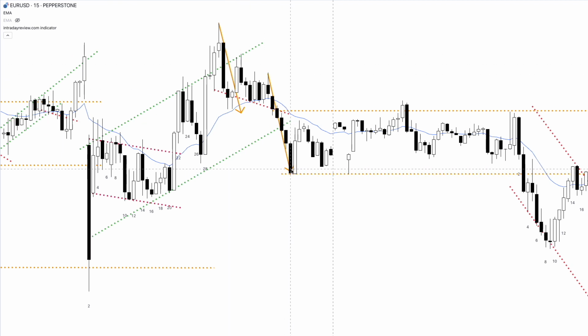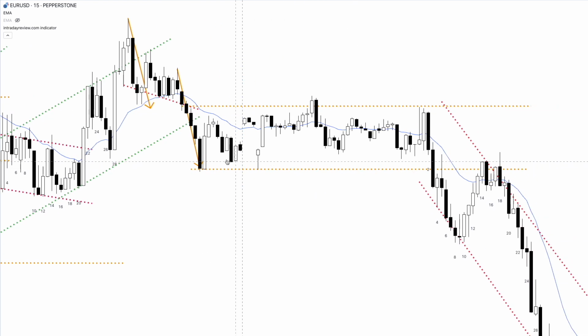We got a break of a channel, and we got an overshoot of this smaller channel here. So I'll normally draw my breakout, my range, from the overshoot area, this red channel, down to the low. And I'll just expect that to hold as a range, and it did.